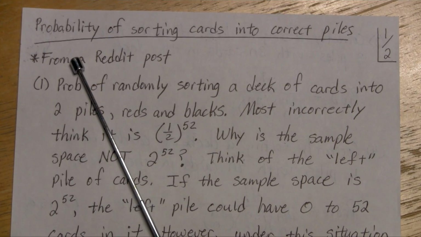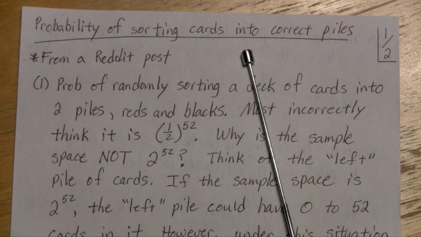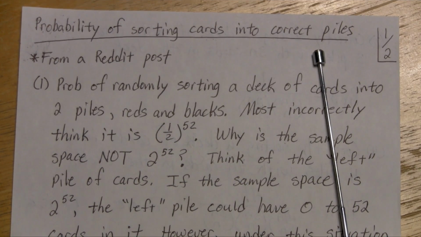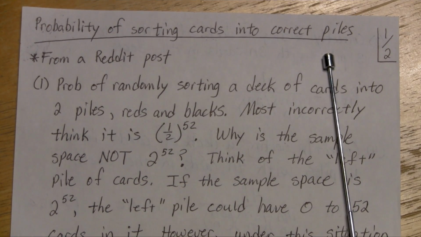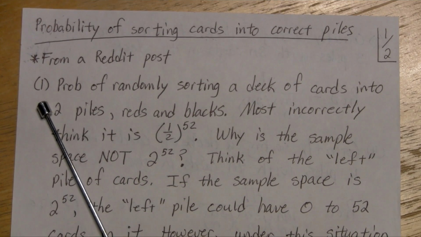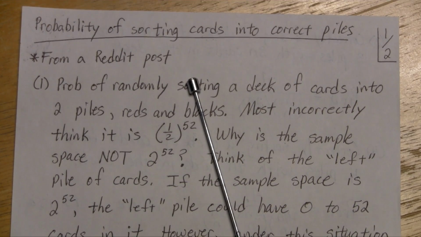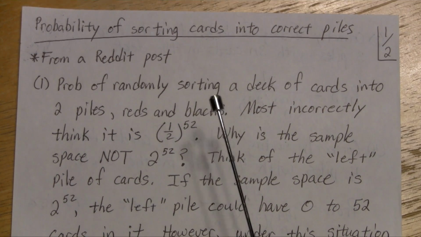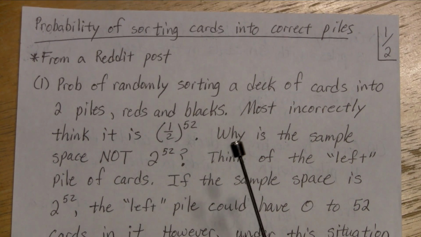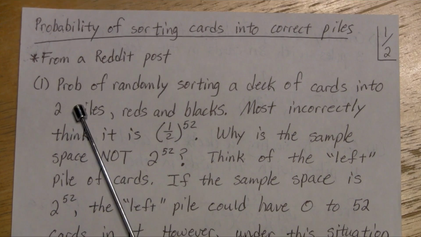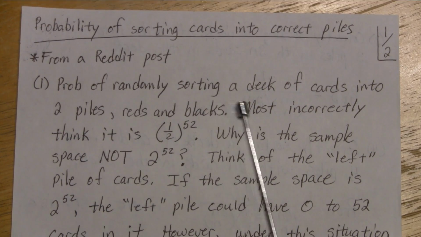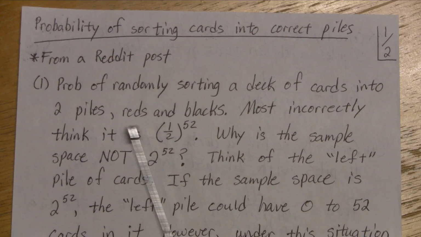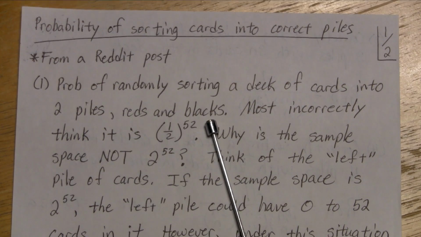In this video, we're going to look at the probability of sorting cards into correct piles. That'll make more sense as we go through the video. Part one here really stems from a Reddit post that I saw the other day, and parts 2, 3, and 4 in a table are expansions of this original Reddit post. So here it's the probability of sorting a deck of cards into two piles, reds and blacks.